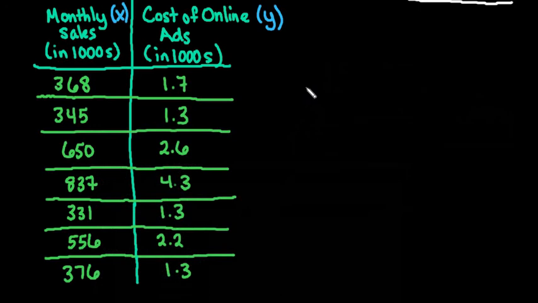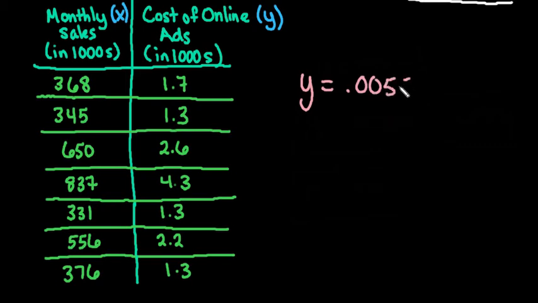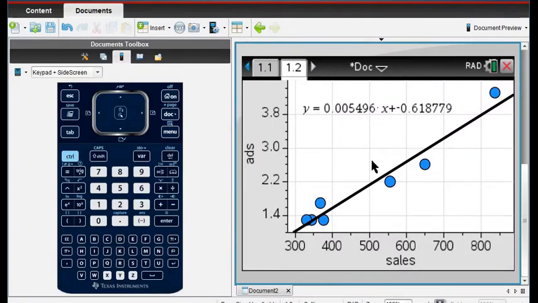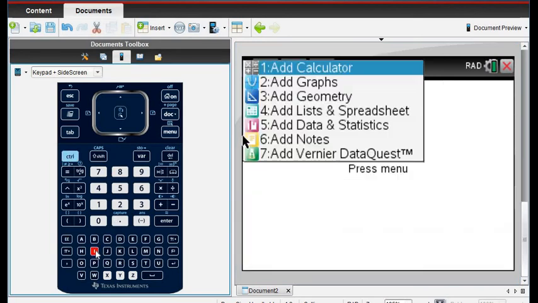But I'm going to go ahead and write this down and say that my equation is Y equals 0.0055x, I just rounded to 4 decimal places, minus 0.6188. Like I said, if all you were looking for was the line of best fit, that's all you would have to do. If it asks you to find R, we're going to press Control I, and I'm just going to open up a calculator screen.